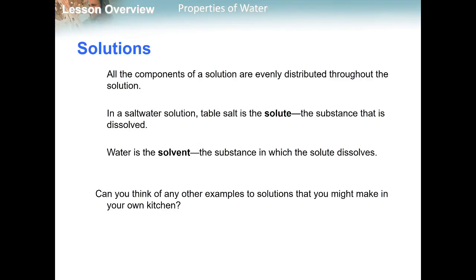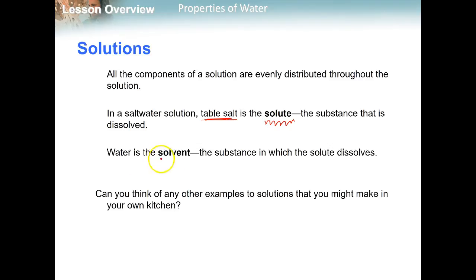So when we look at the table salt that we were working with, we're going to call that the solute. And the solute is the substance that is dissolved. Okay, so what we want to dissolve, that's the solute. So if I was making Kool-Aid, Kool-Aid would be the solute. It's what I want to dissolve. Or lemonade. Lemonade would be the solute.